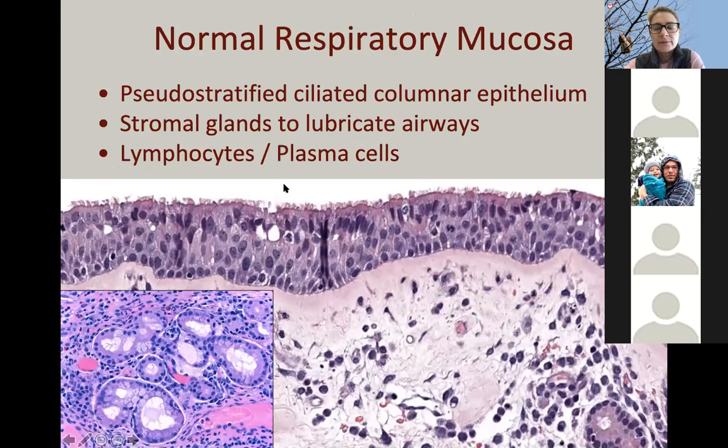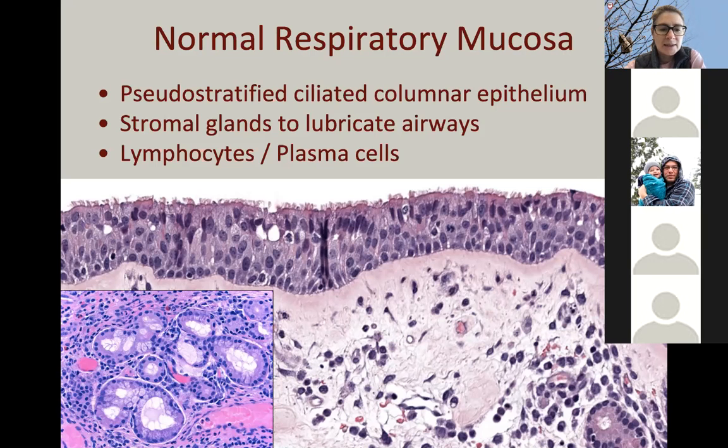So normal sinonasal respiratory type mucosa: once you make the transition from the squamous skin of the outer nose, you transition to this respiratory type pretty much most of the way back. This is pseudostratified ciliated columnar epithelium. Pseudostratified because when we examine these cells, every single one of them sends a piece of cytoplasm to touch the basement membrane. If it's truly stratified, then the cells at the top don't touch the basement membrane. So that's where the pseudo comes from.